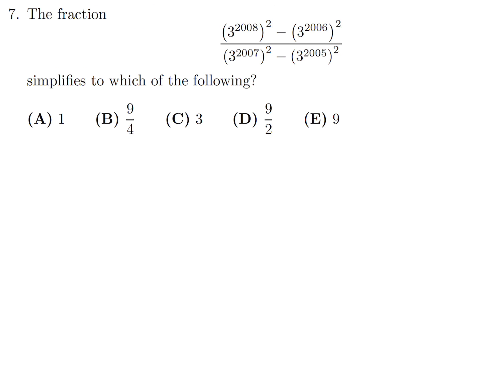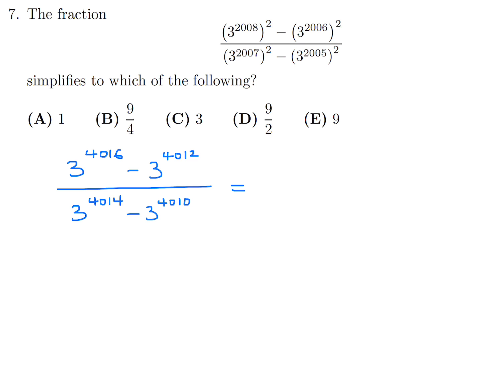The fraction simplifies to which of the following? So the first thing I'm going to do is just multiply out the exponent. So instead of 2008 to the power of 2, you just multiply it, so it would be 4016. And similarly, instead of 2006 to the exponent 2, it'll be just 4012. And similarly on the bottom, 3 to the power of 4014 minus 3 to the power of 4010.